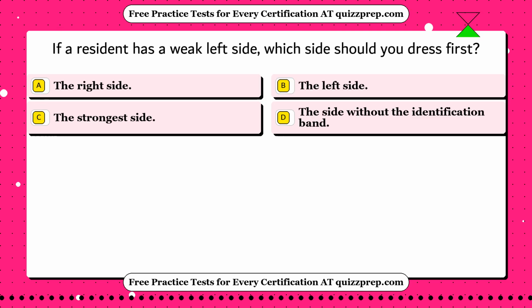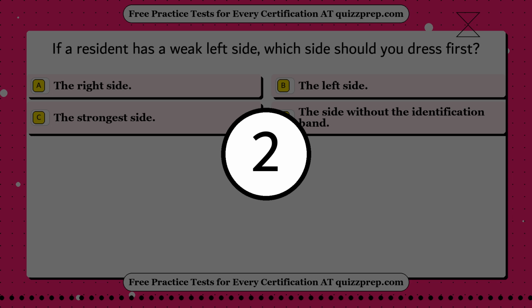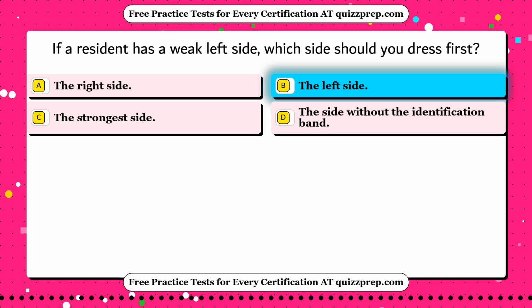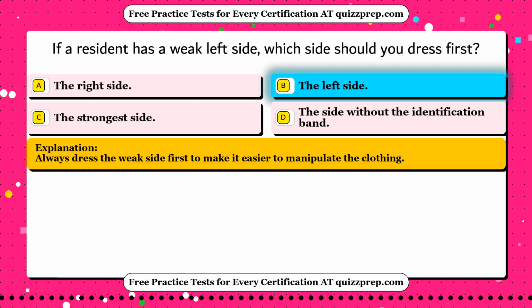Question 92. If a resident has a weak left side, which side should you dress first? Option A, the right side. Option B, the left side. Option C, the strongest side. Option D, the side without the identification band. The correct answer is option B, the left side. Always dress the weak side first to make it easier to manipulate the clothing.